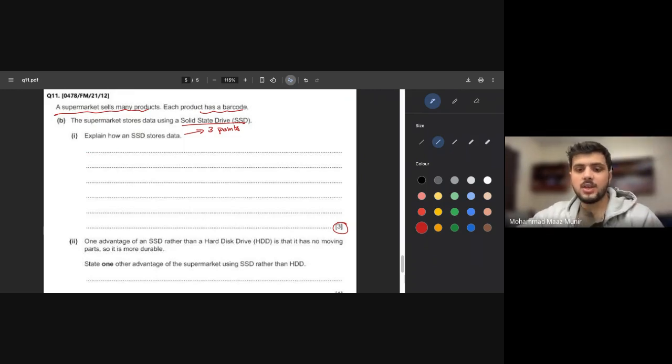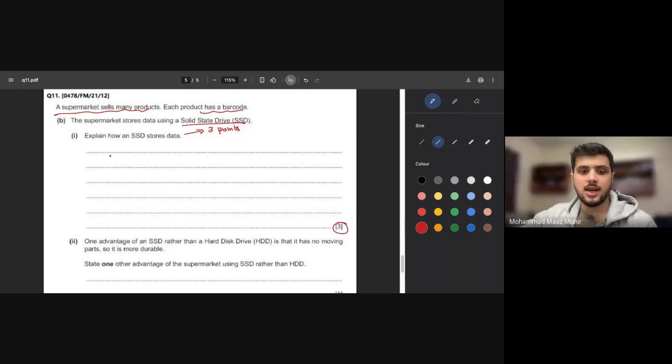But up here, we can explain how an SSD works. It makes use of flash storage that uses transistors to store data, by flashing it onto the chips or devices, or by controlling the flow of electrons using transistors or gates. So you can state quite a lot of points.